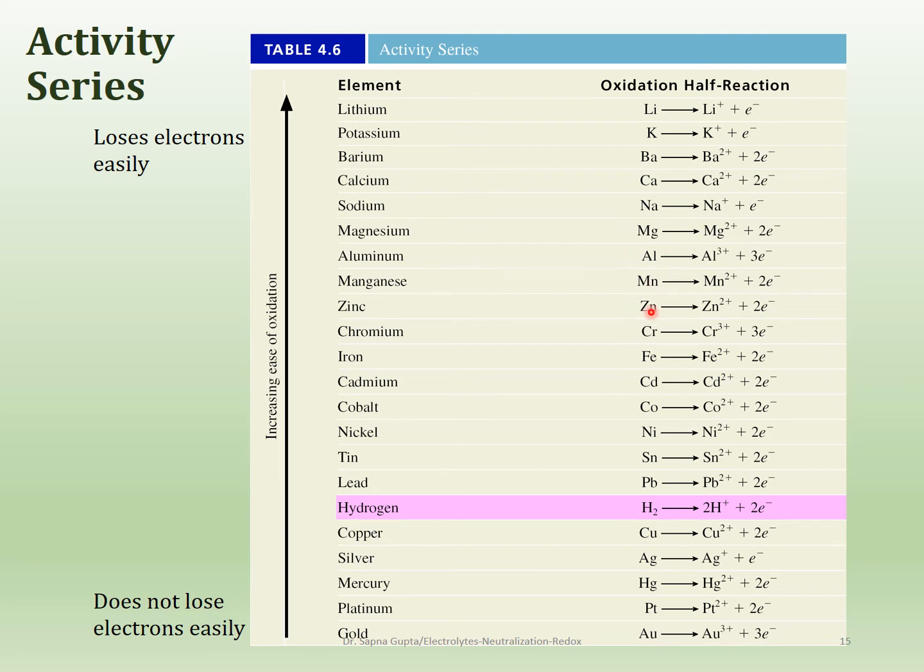You've seen zinc in the density lab, which means that these elements can actually exist on their own, although they are reactive, which means they will react with oxygen slowly. But as we keep going down, the reaction gets slower and slower, which means they get more and more inactive, okay? So higher loves to give electrons, lower loves to take electrons.